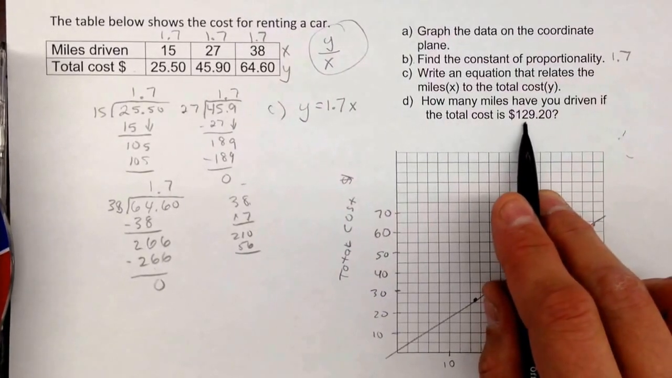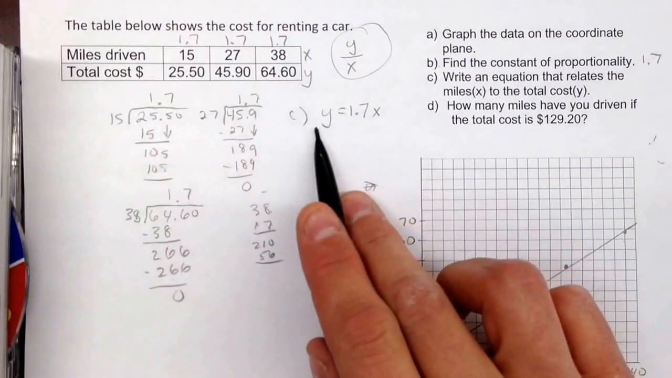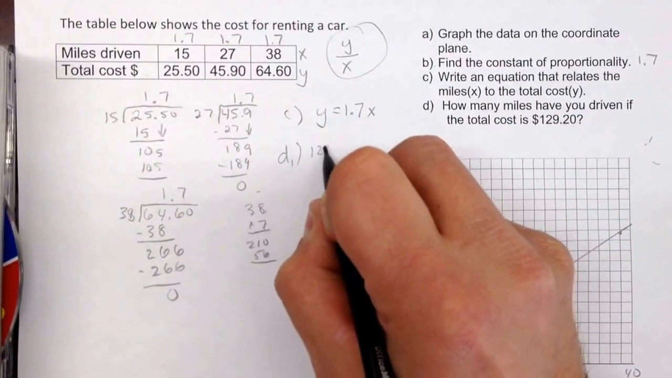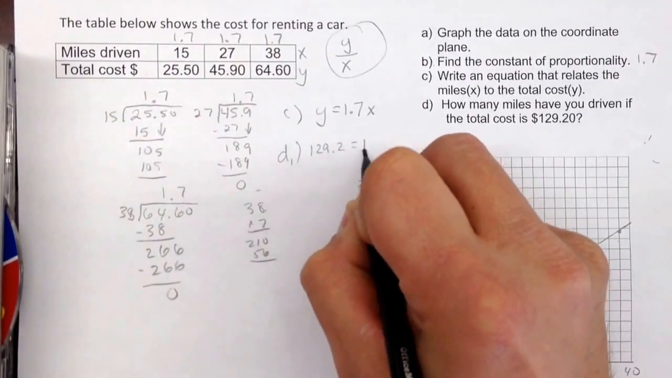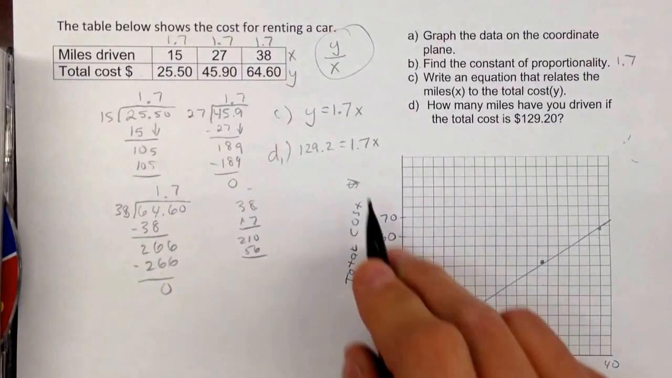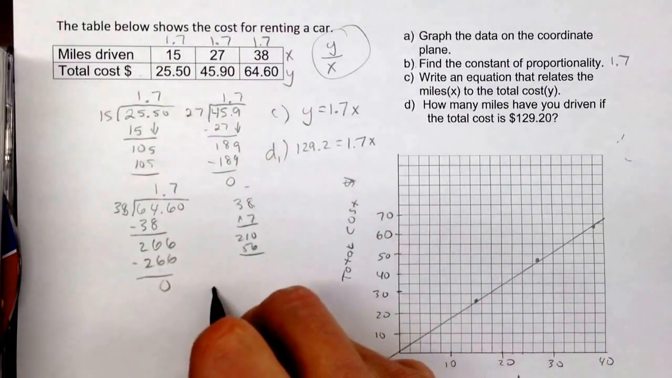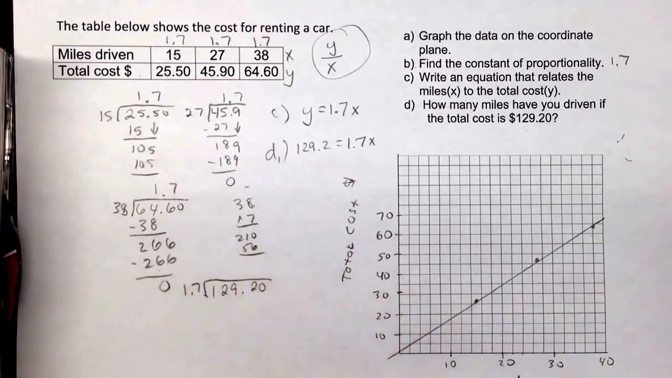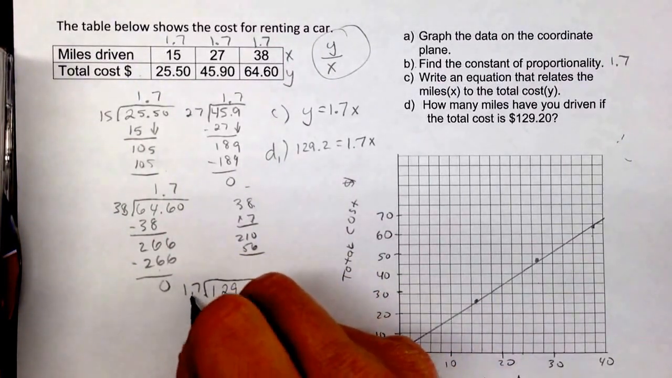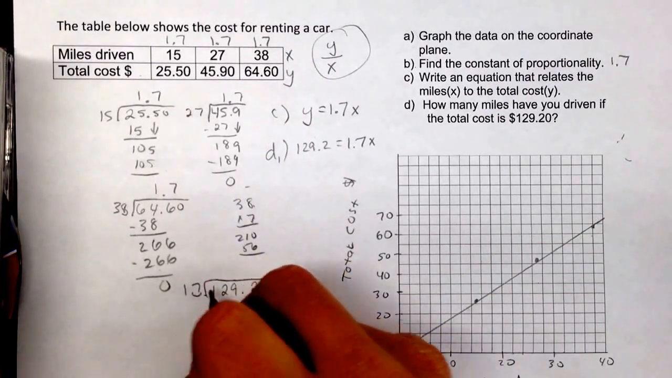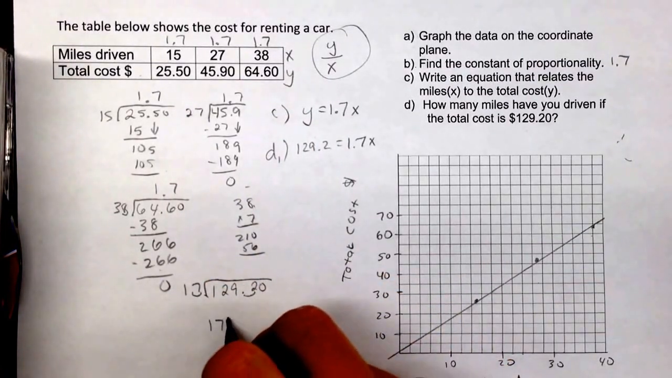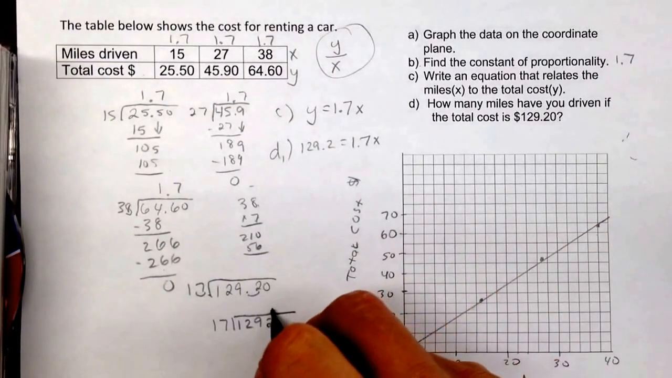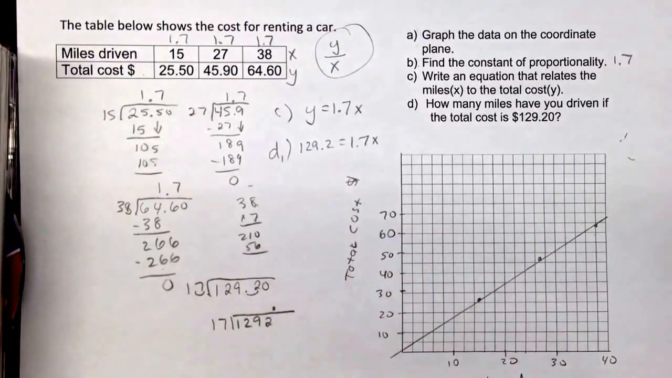Then the next question says, how many miles have you driven if the total cost is $129.20? Well, cost, if you remember, is y. So we put y for D. We'll put y right in place of this. 129.20 equals 1.7x, which means I got to divide both sides by 1.7. So I got to divide 129.20 by 1.7. I got to move those decimals over 1, which gives me 17 dividing into 1292.